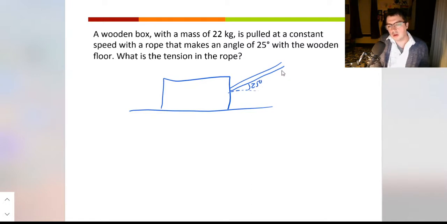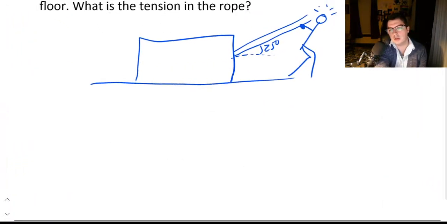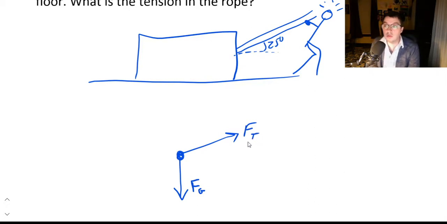Right? Here's someone pulling on this rope. Ugh, they're working really hard. Okay. Let's draw a force diagram. I'm going to zoom in a little bit. There we go. We have a downward force that's equal to the weight. We have a tension force that's up at an angle. We want that angle to be 25 degrees, so let's draw that a little bit closer to 25 degrees. Maybe like that. So that's a force of tension, or the force of the rope.